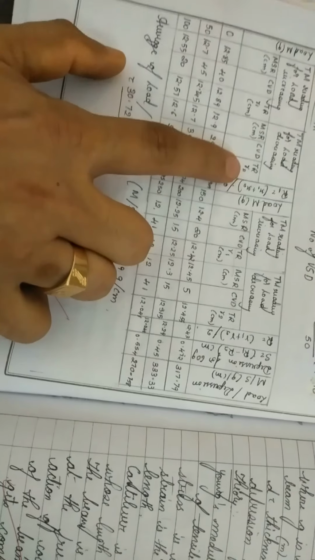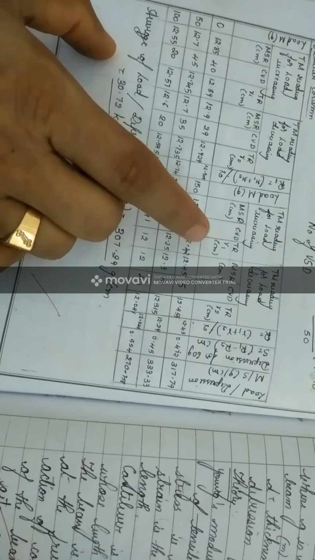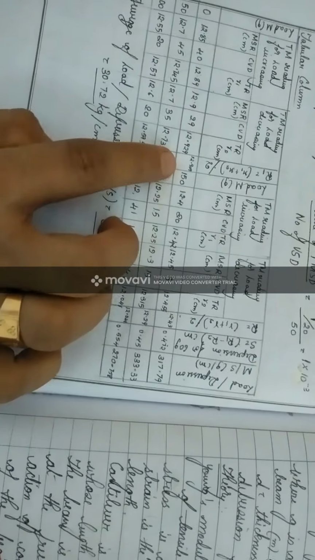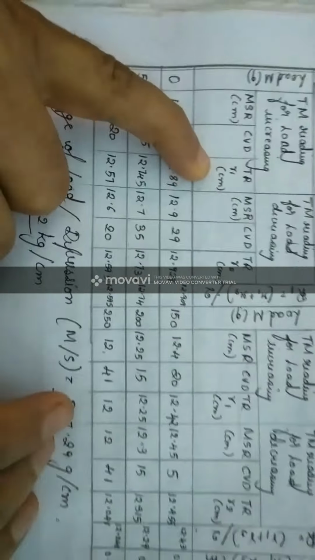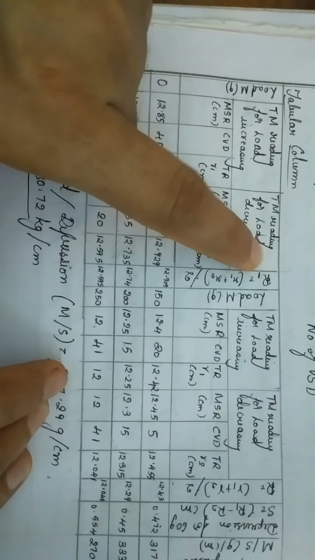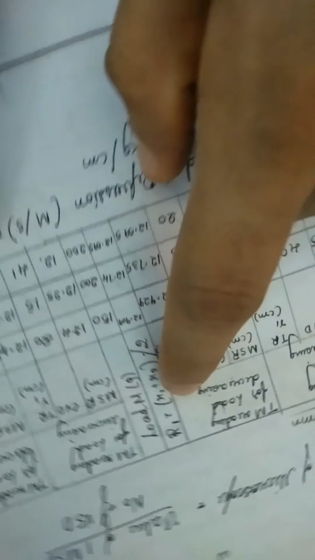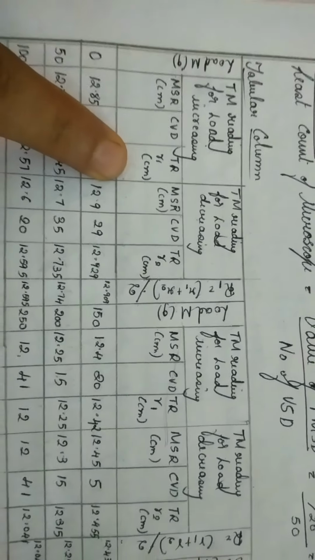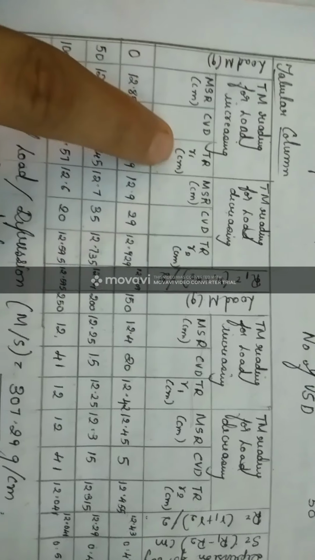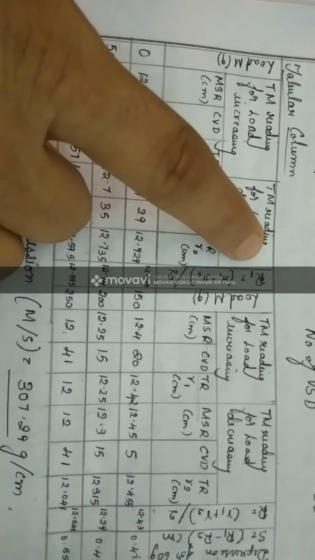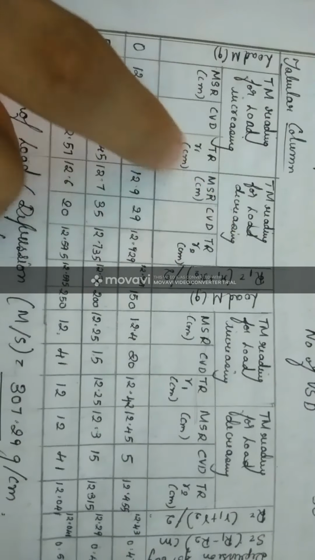Now the calculation. So we have total readings here, for load increasing and load decreasing as well. You have to take R1 and R2. How to take R1 and R2? Here we have small r1 and small r2. Capital R1 is the average, r1 plus r2 divided by 2. I repeat, load increasing and load decreasing, those values are r1 and r2. You can see in this column, capital R1 is r1 plus r2 by 2. That will be the average values here.